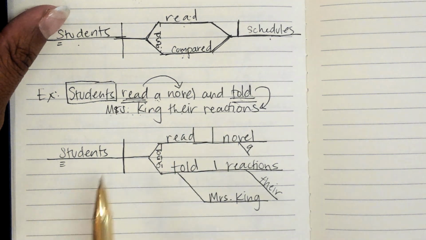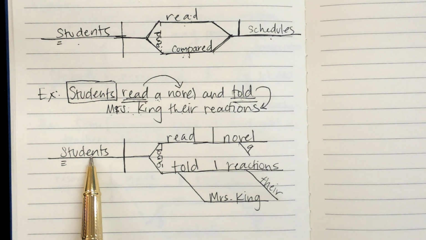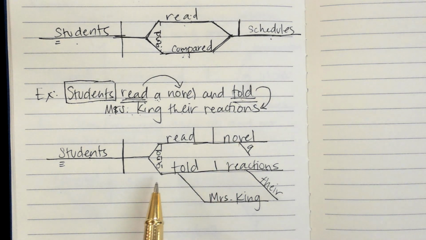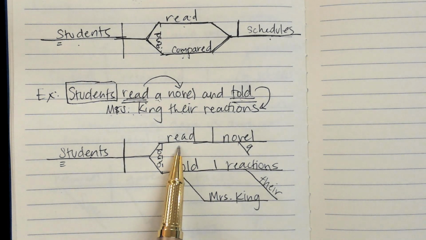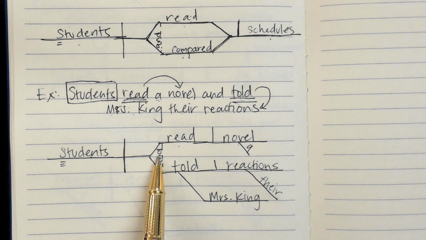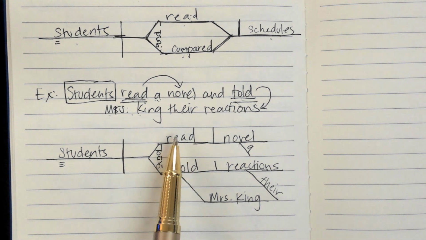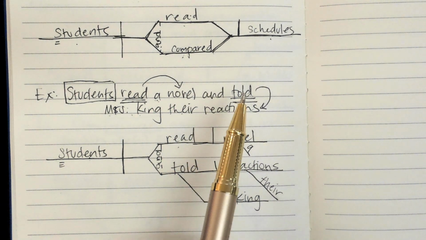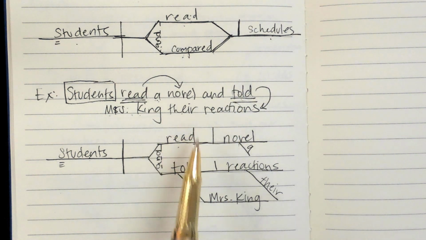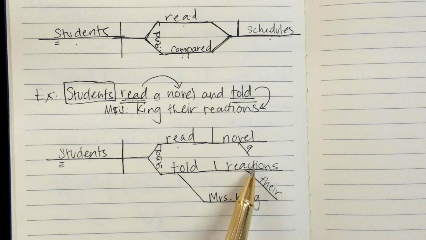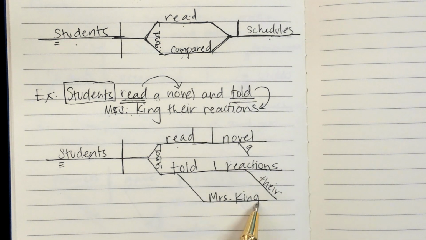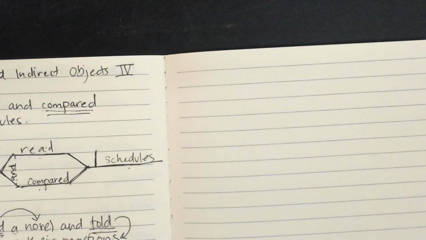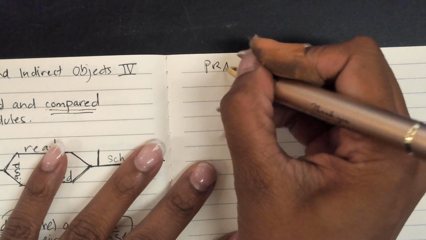Let's read it back one time. So our subject, students. What did the students do? They read a well, I almost want to do it this way. The students read and told. What did they read? They read a novel. What did they tell? They told their reactions to who? Miss King. All right, y'all. This could get tricky, so make sure you look back at your notes and take your time. Good luck.